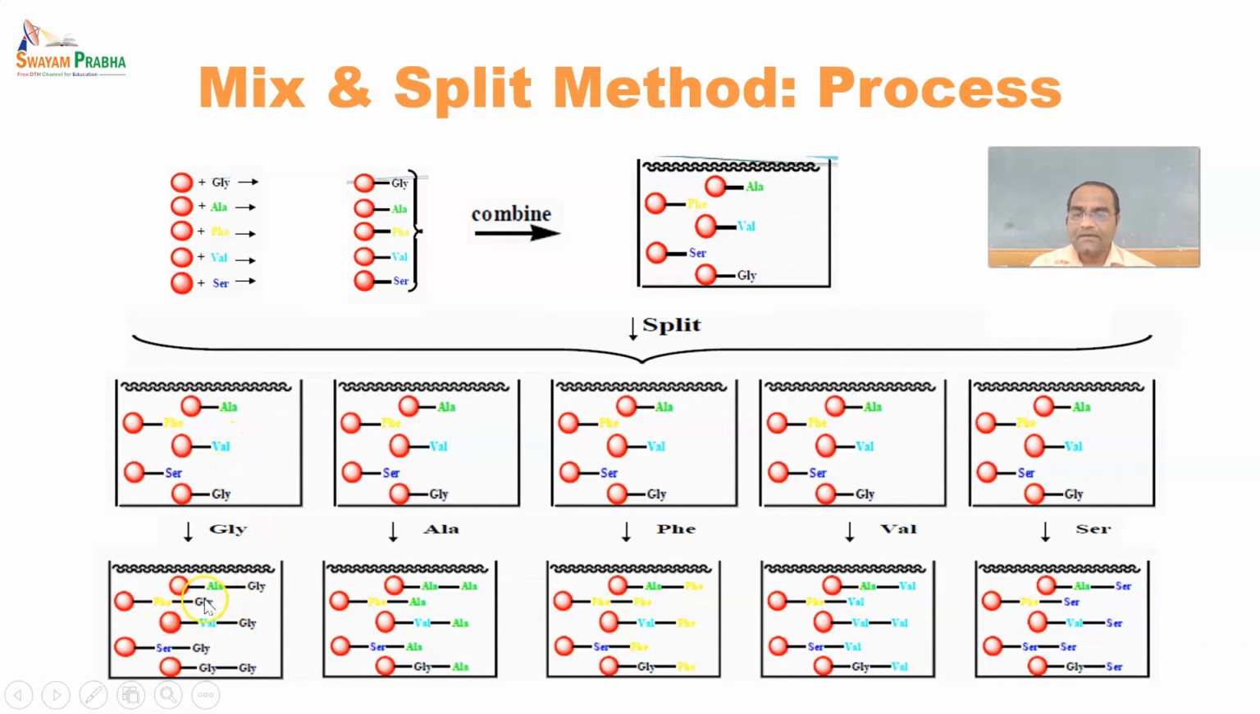Again, phenylalanine and glycine have formed a bond, valine and glycine have formed a bond, and so on. So this second reagent forms a peptide bond with the amino acids present in the vessel. That is why here it splits, and in the first step it mixes. This process can be continued further, until our library of the desired peptide has been formed.